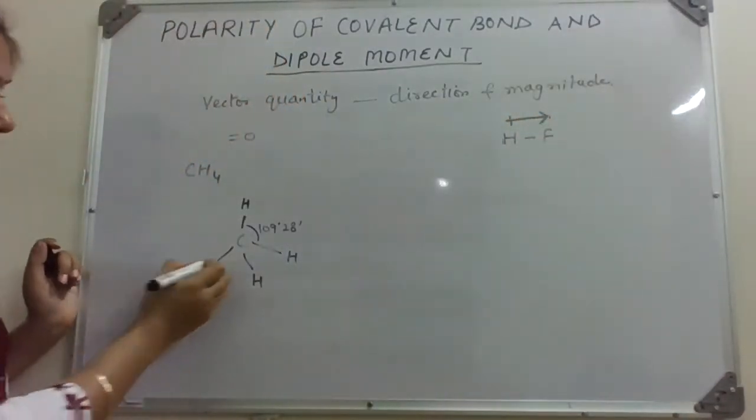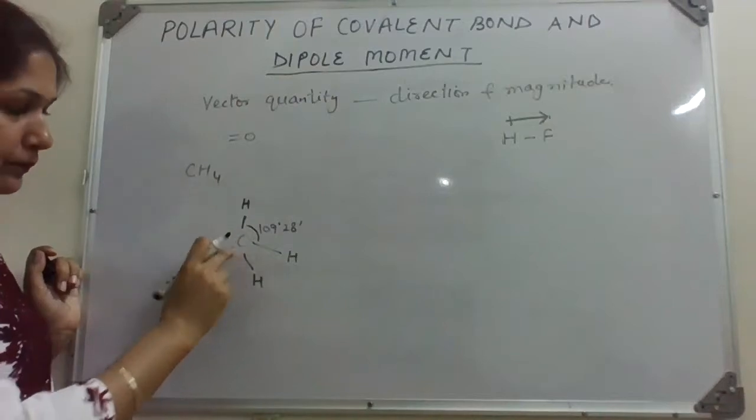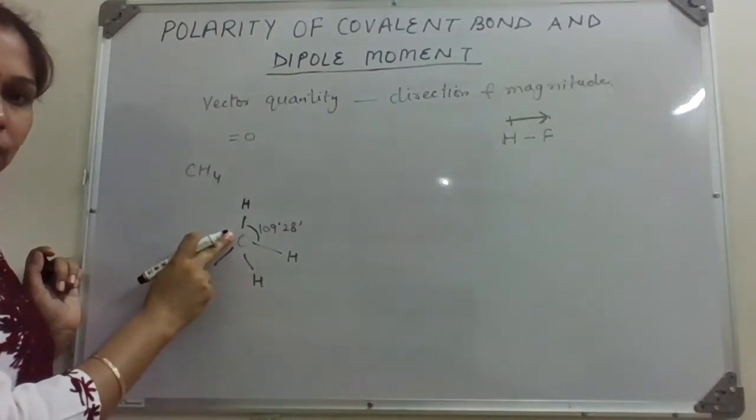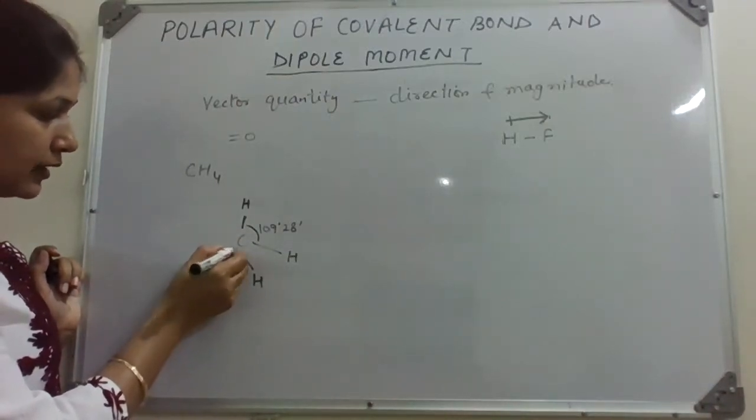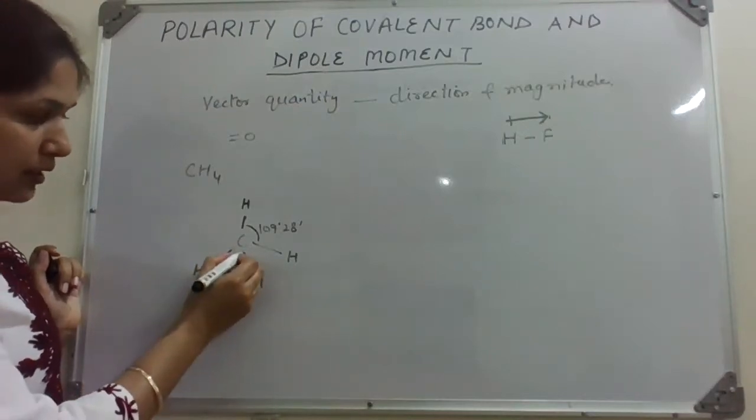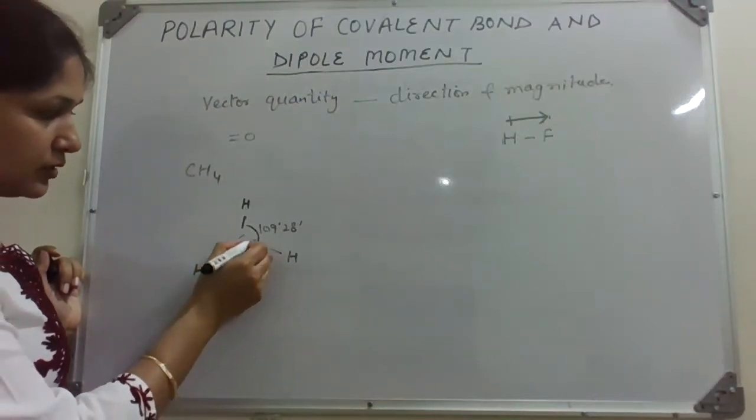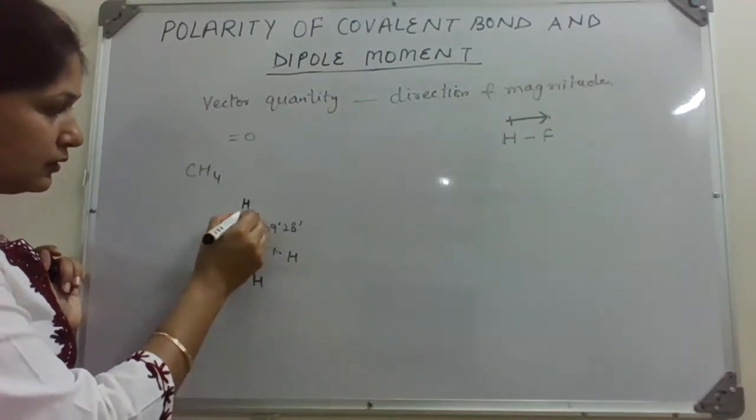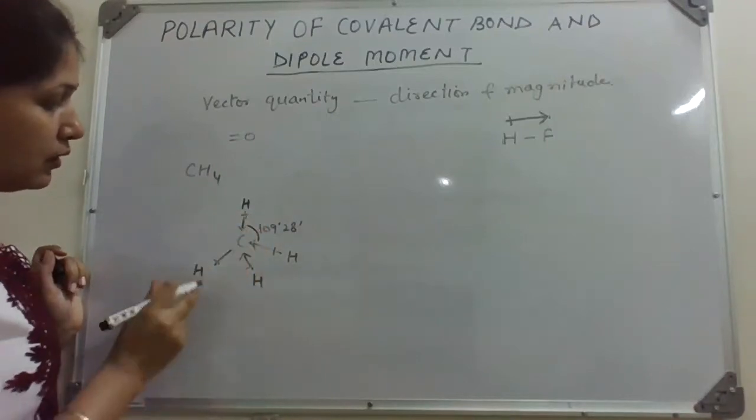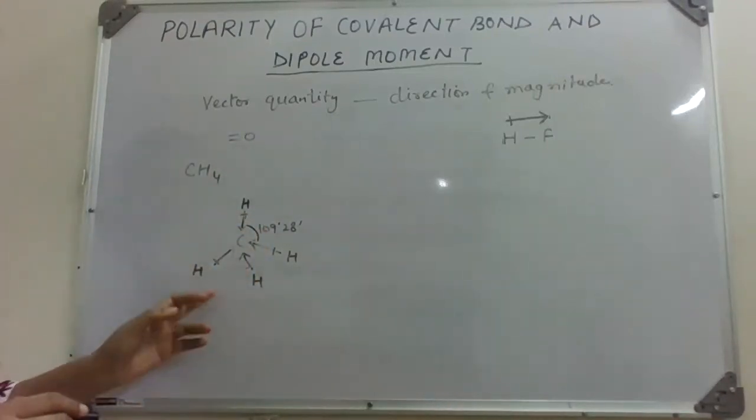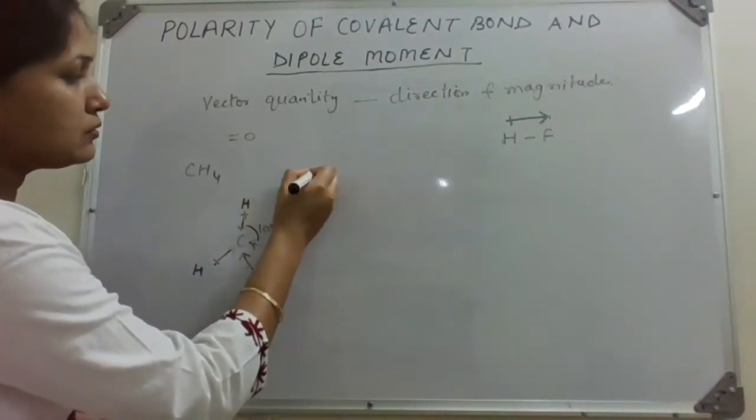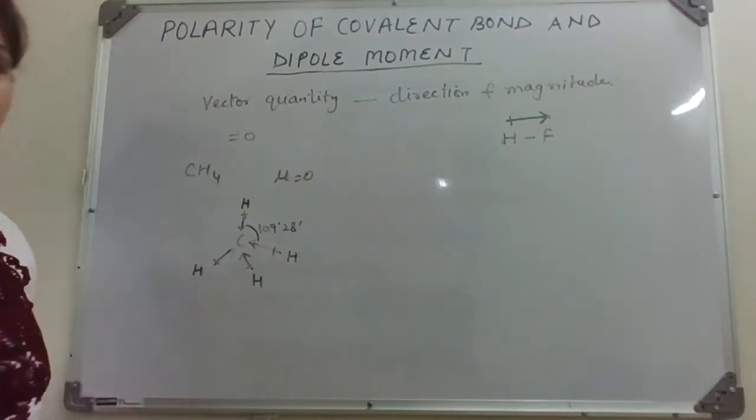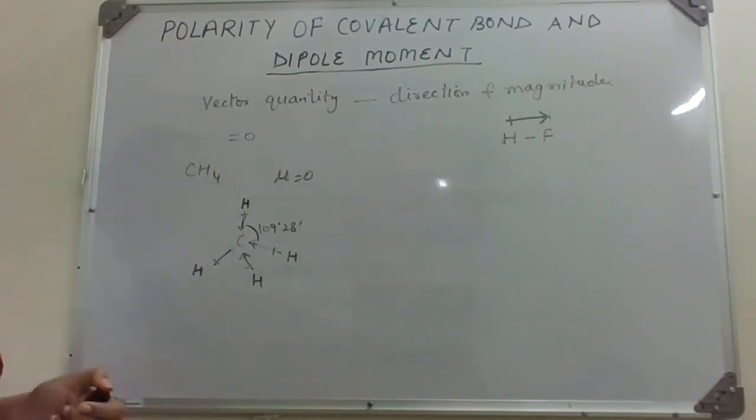So if we see dipole moment in this CH bond, since carbon is more electronegative as compared to hydrogen, the dipole moment is in this direction. Here also it is in this direction. Then the vectorial sum of dipole moments in this molecule, mu, will be equal to 0. So this is a non-polar molecule.